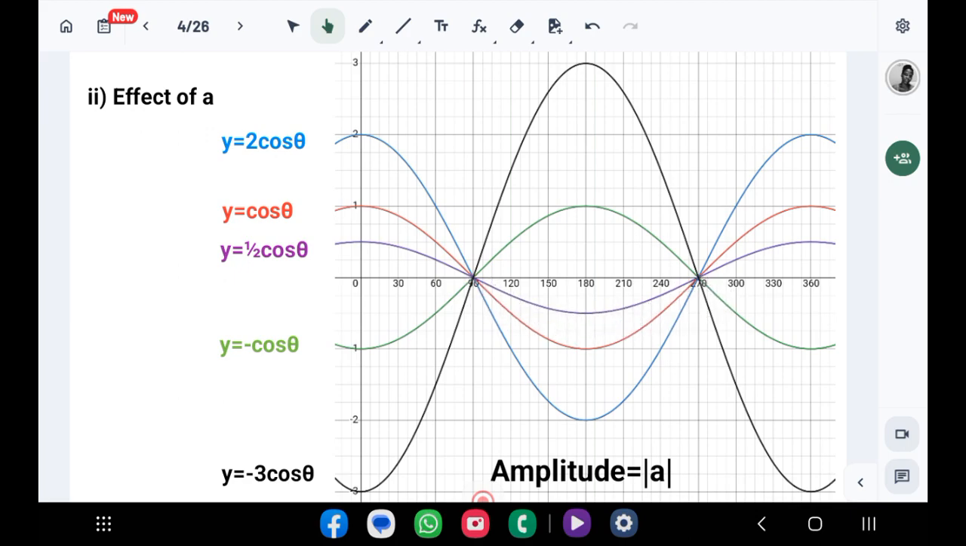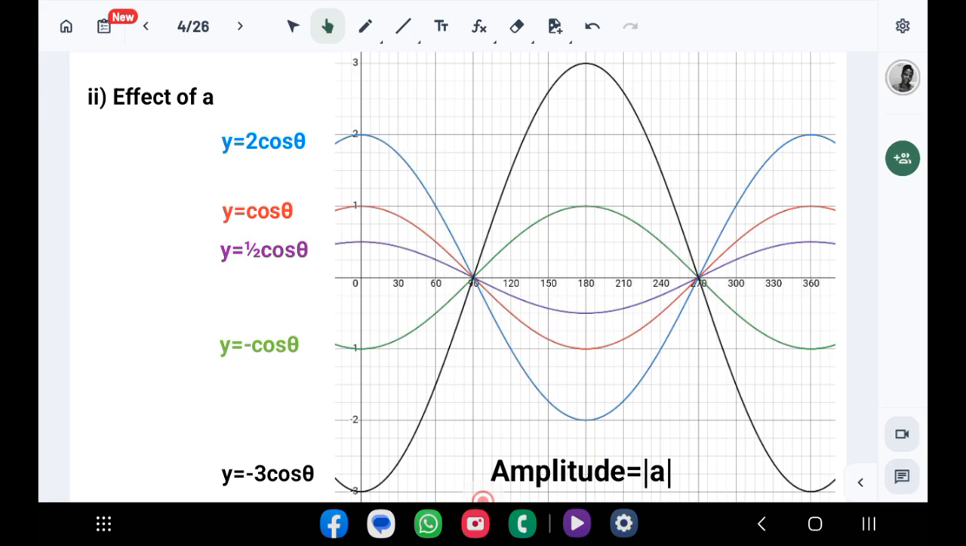Now, what happens when your A is multiplied by a factor? For example, when your A is equal to 2, y equals 2 cos theta, you still have the same shape, starting with a maximum turning point, going to an x-intercept at 90 degrees, with a minimum turning point at 180 degrees. But what happens is that your y values change. So your amplitude, which is A, is multiplied by the same factor. So your amplitude is now 2 instead of 1.